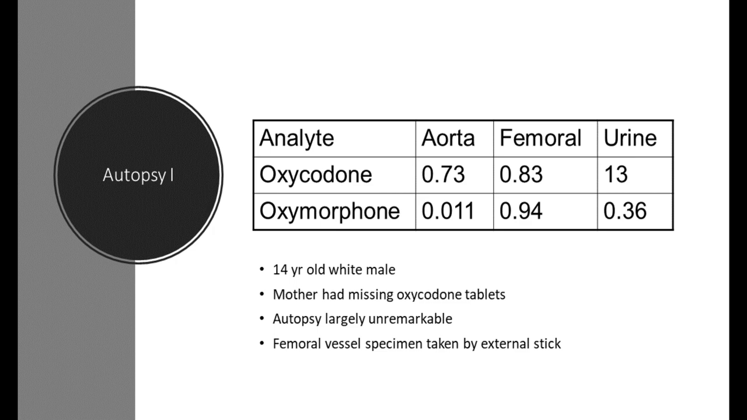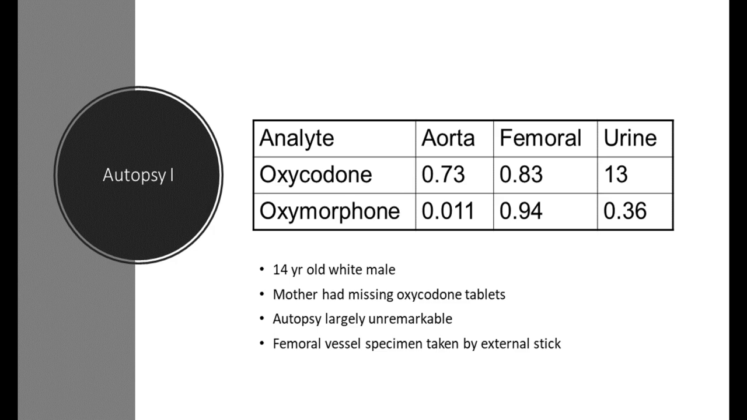This is a 14-year-old white male. The mother had missing oxycodone tablets. The autopsy was largely unremarkable, as you would expect in a 14-year-old, and the femoral vessel specimen was taken by external stick. Now, taking a femoral vessel specimen of blood is important and is considered the gold standard. However, taking it by an external stick is not.